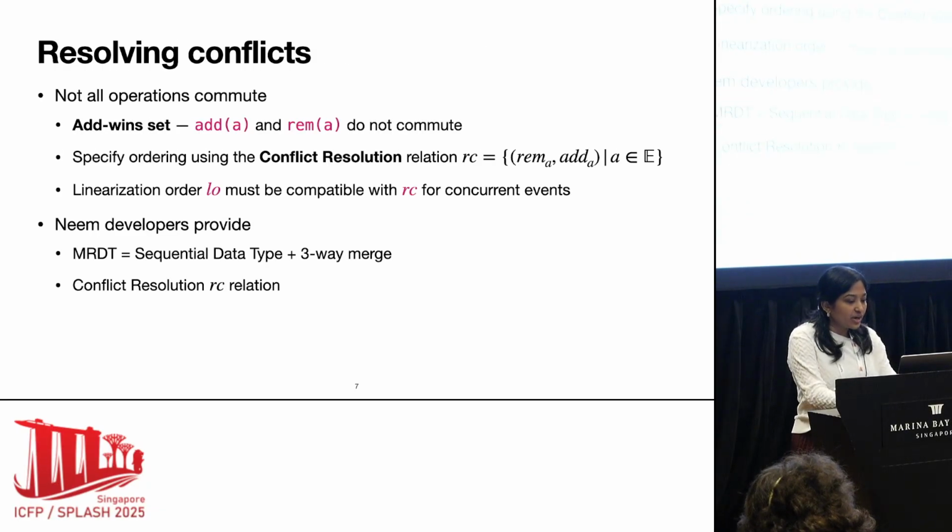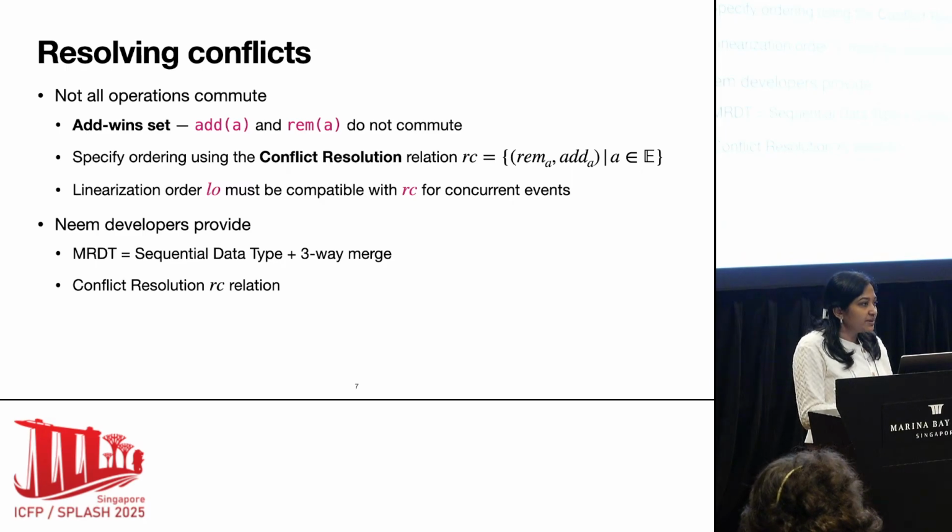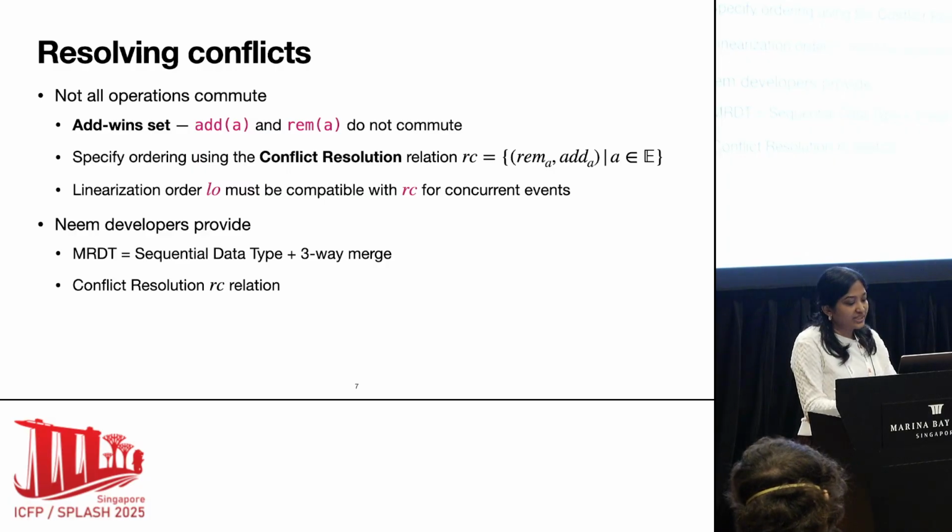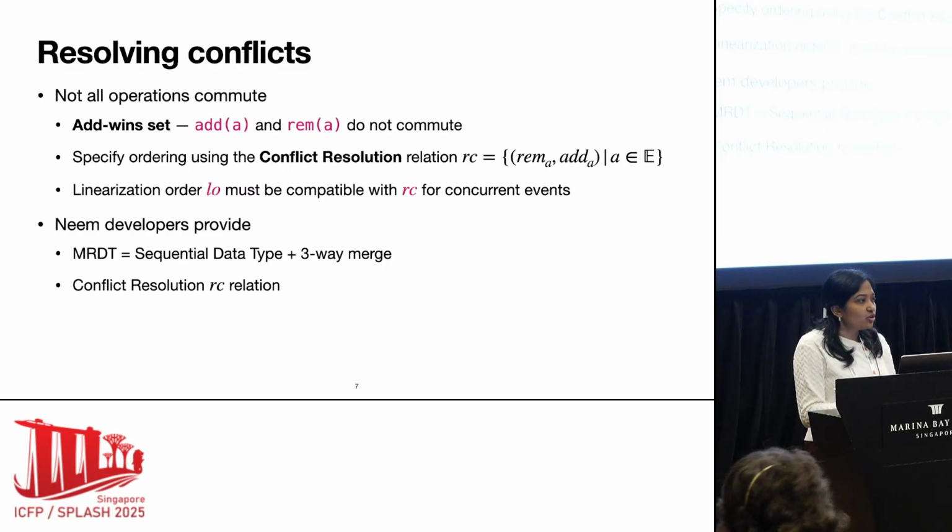So, first let us see what an MRDT developer has to provide to our framework. A developer has to provide an MRDT implementation, which is the MRDT state, the set of supported operations and the three-way merge function. And the important thing to note is that not all operations commute with each other. For example, in the add-win set that we saw earlier, the add and the remove operations of the same element do not commute with each other.